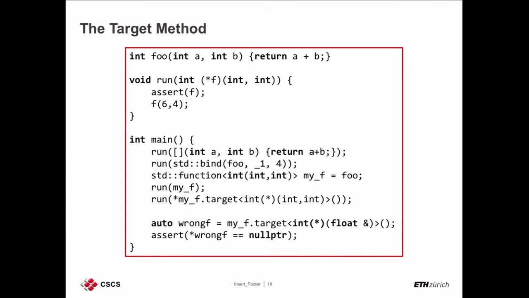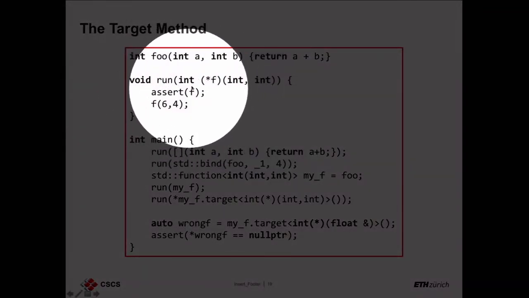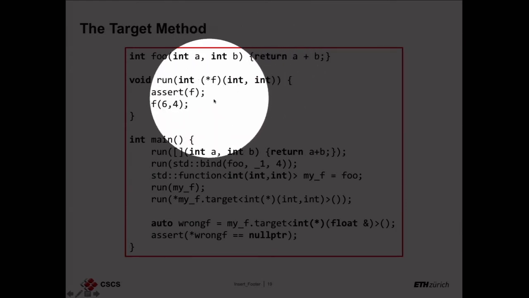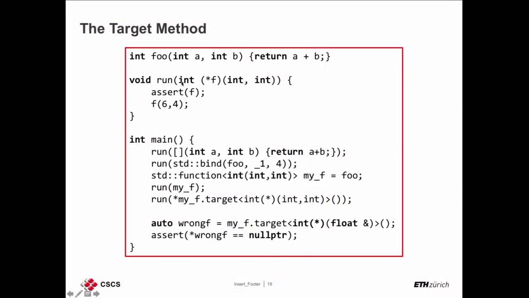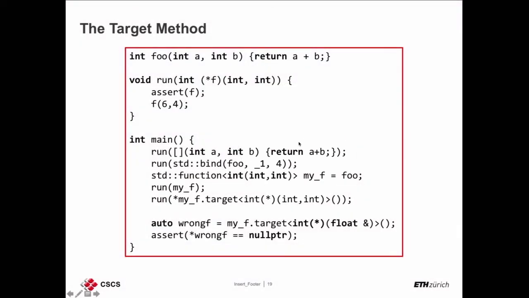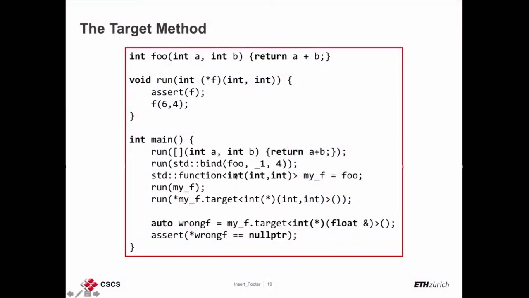Okay, so now suppose we have still our run method, and then we want to accept a function pointer or a function that takes two integers and returns an integer. And we can run directly with the lambda, but we cannot run with the bind. So the bind has this limitation that it cannot be converted to a function pointer. So this will not work. If you try, you get a compile error, and there's nothing you can do about it.